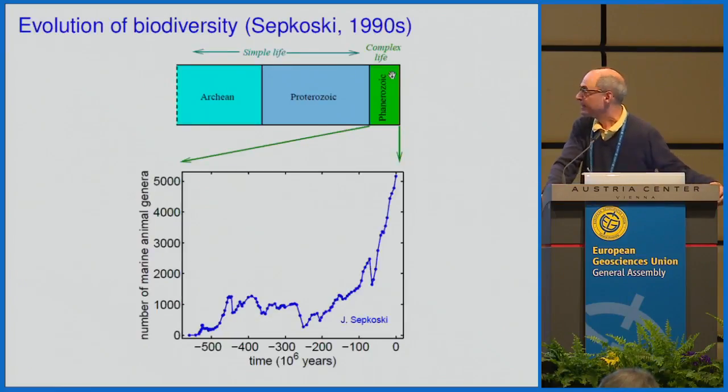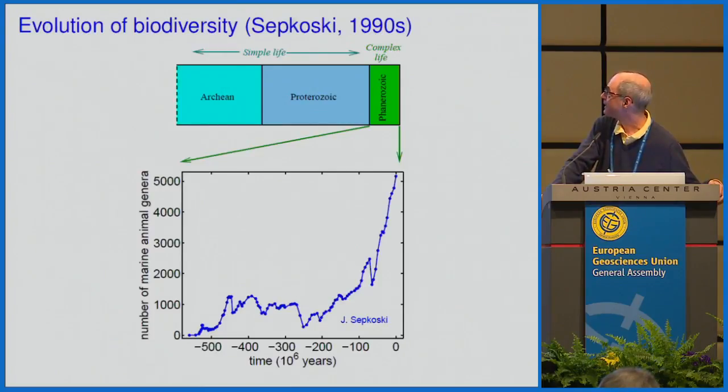Okay, so to put this in some context, this is an iconic data set produced by the paleontologist Jack Sepkoski in the 90s, and what you're seeing here is the evolution of biodiversity. And there's no pointer, I suppose.